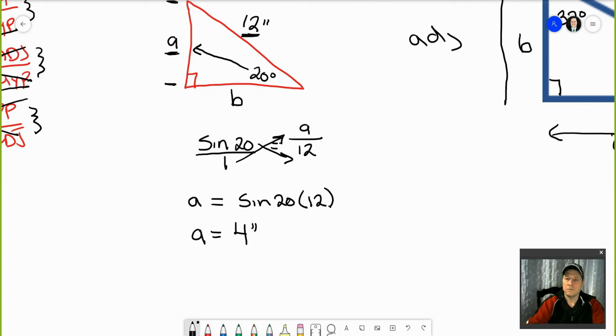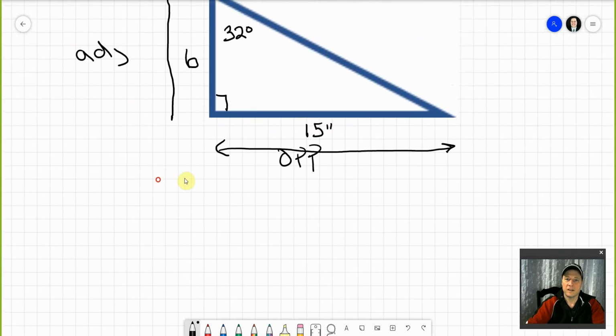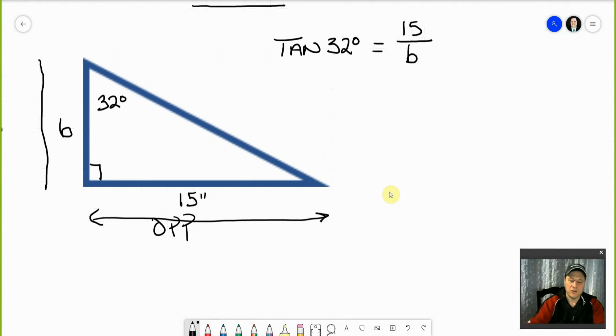Let's just move over to our second example here. In this example, this is the angle we're talking about, right? This is its opposite side because it's opposite that angle. And this is its adjacent side because it's the side that runs along the angle or touches it at the vertex. So tan of 32 degrees equals 15 divided by B.